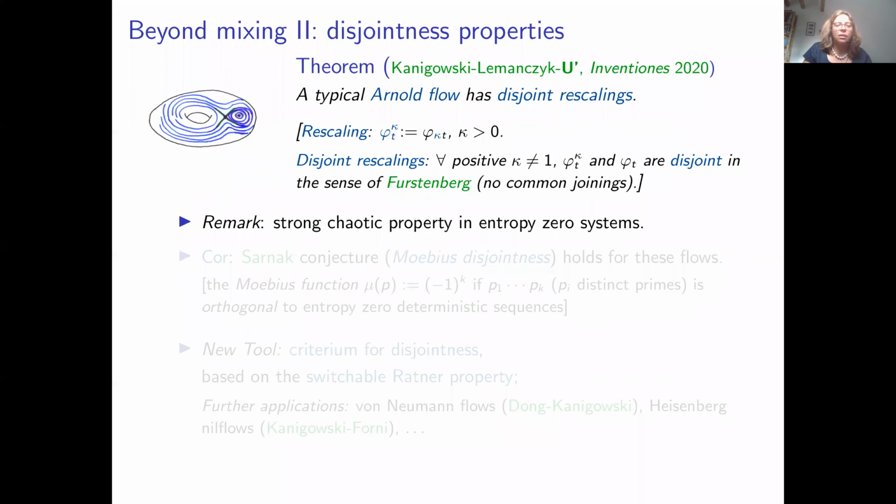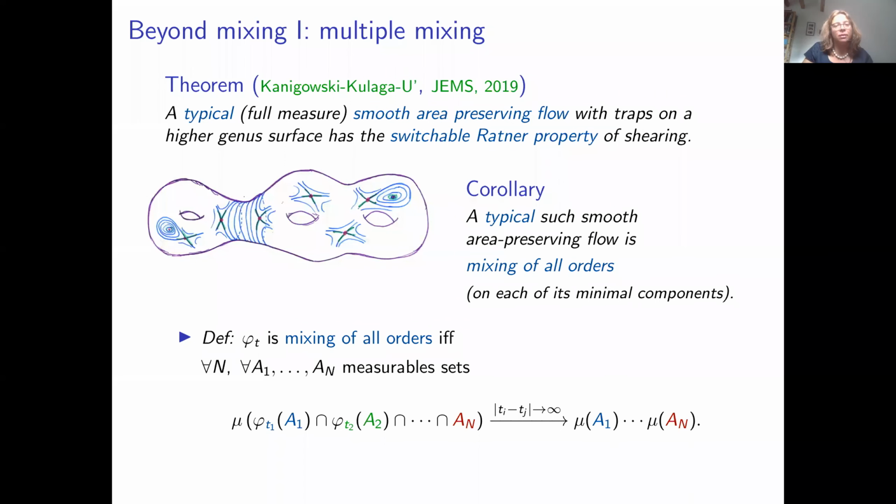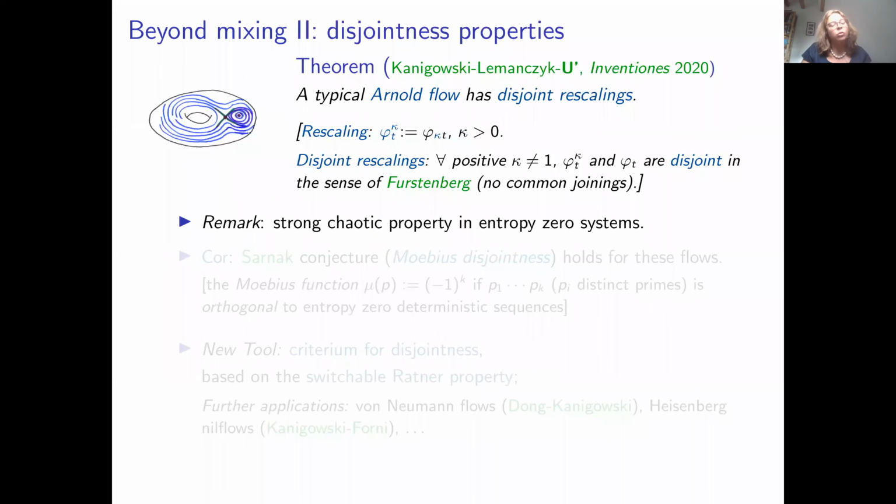And 2 more recent results. Okay, this one maybe I don't want to go into too much. We also studied so-called disjointness properties. So we studied the flow at linear time scale, or the linear scaling, and we proved a property defined by Fuss.